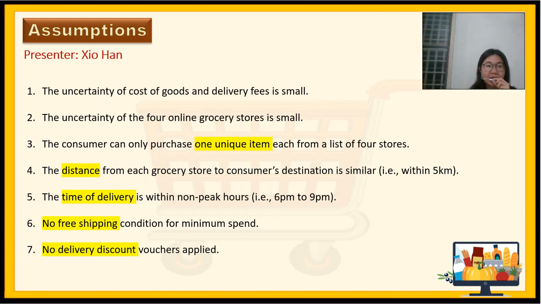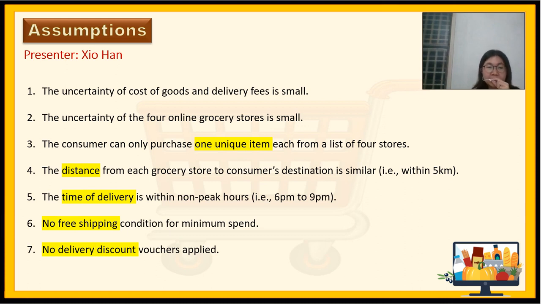The assumptions are as below. First, the uncertainty of the cost of goods and delivery fee is small, meaning the cost of goods and delivery fee are quite stable across time. And the uncertainty of the 4 online grocery stores is small also.